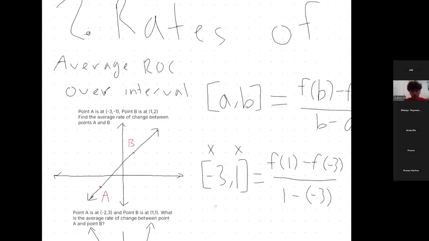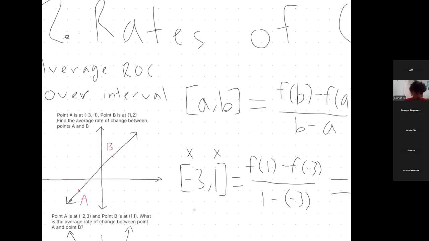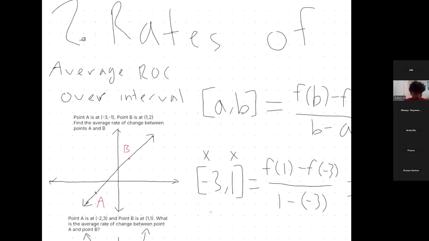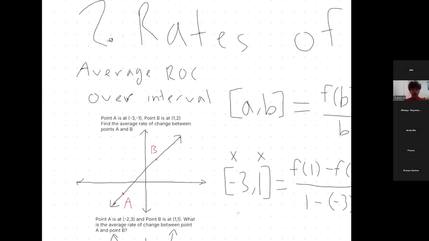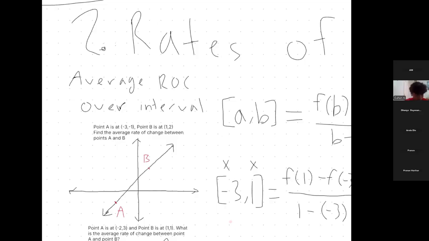Okay, so what is f of 1 and what is f of -3? f of 1 is just, we look at this graph and we're trying to find what is the y value when the x value is 1, right? The x value is 1 over here, and the y value is 2. So f of 1 is the same as 2. And then we look at the y value when the x value is -3. So the x value is -3 here, and the y value is -1.